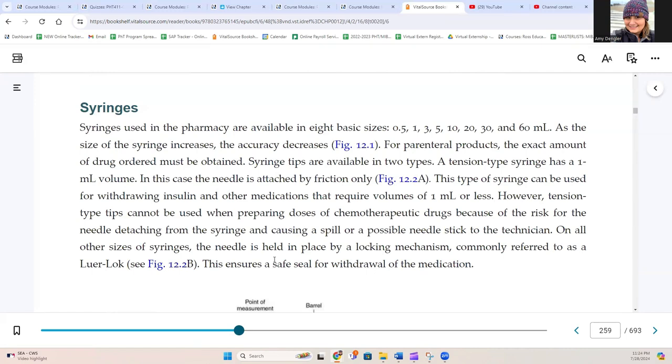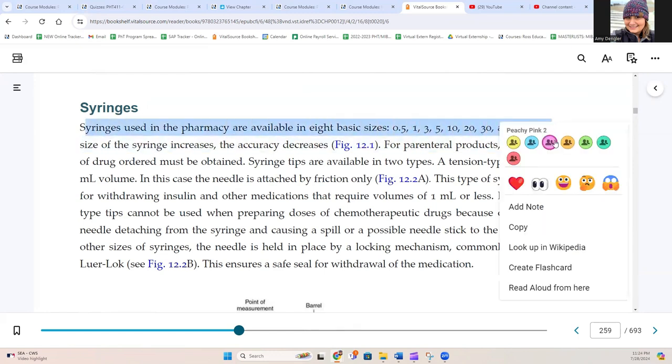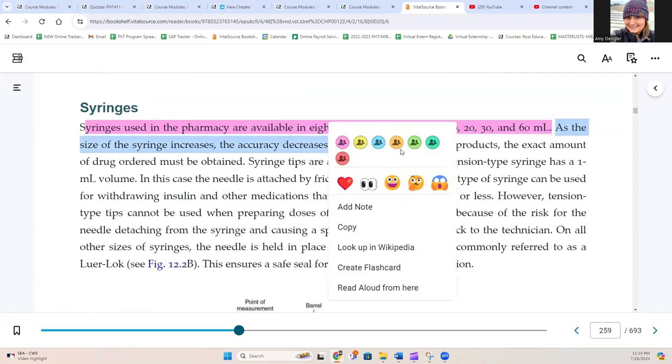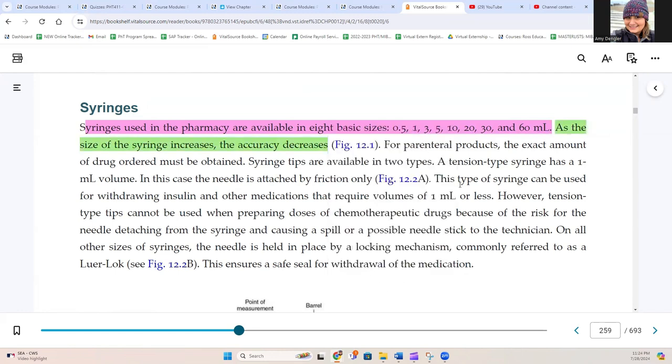Syringes used in the pharmacy are available in 8 basic sizes. That is 0.5, 1, 3, 5, 10, 20, 30, and 60 ml. As the size of the syringe increases, the accuracy decreases. So that's super important to remember there. For parenteral products, the exact amount of drug ordered must be obtained.